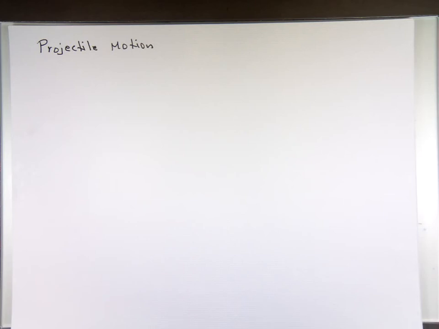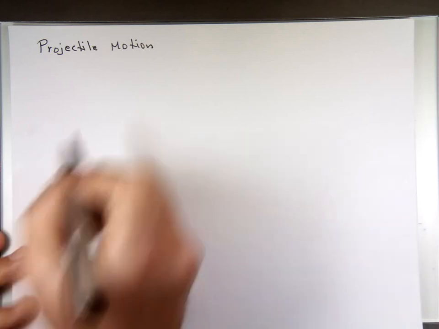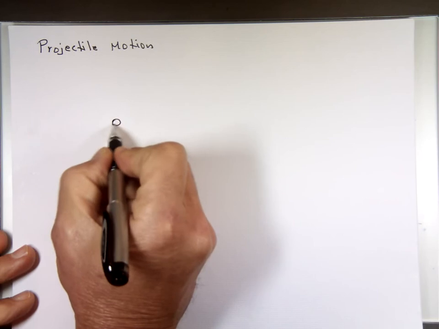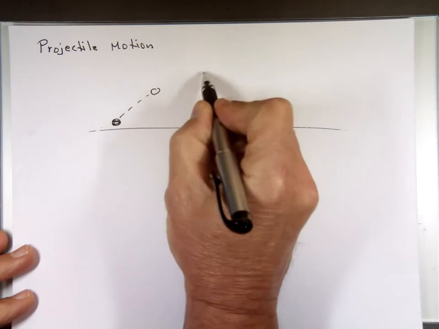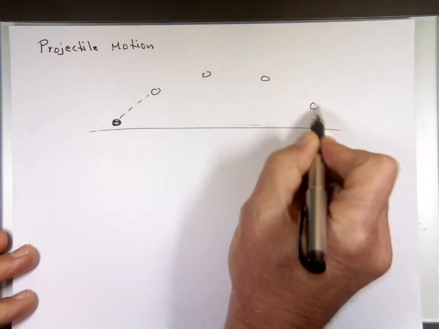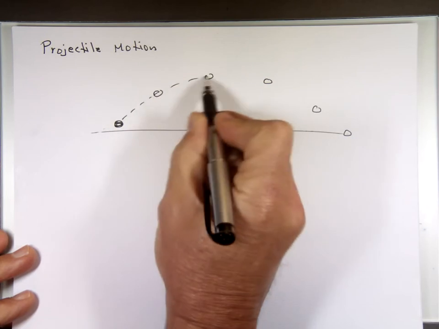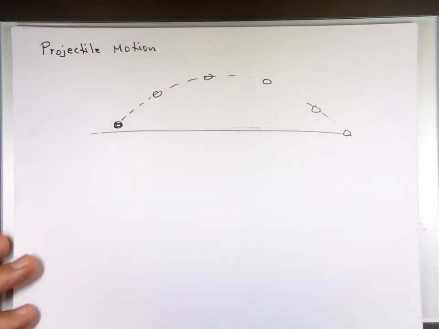Projectile motion. Again, this is like kicking a soccer ball. You have a soccer ball sitting on the ground here, and you kick the soccer ball and it travels like this. Or if you're a golfer hitting a golf ball, or a basketball player, the same thing.